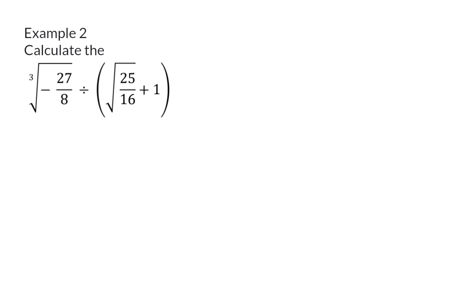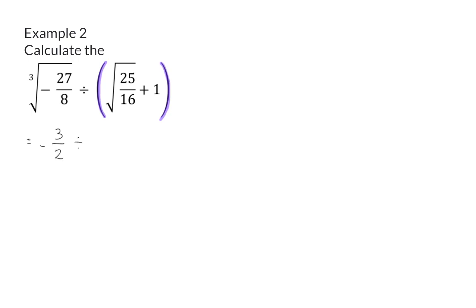Example 2. Calculate the following. Here we have a cube root, division, as well as a bracket. So in the step where I simplify the bracket, I'm also going to start by determining the cube root. The cube root of any negative value will still be negative, and now I can individually get the cube root of 27 and the cube root of 8.